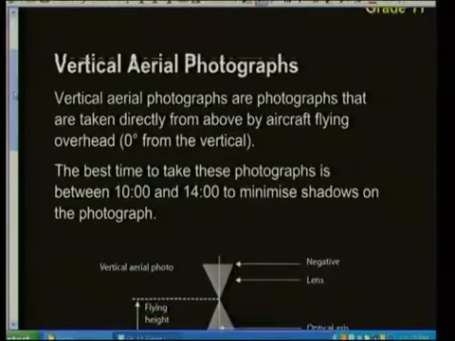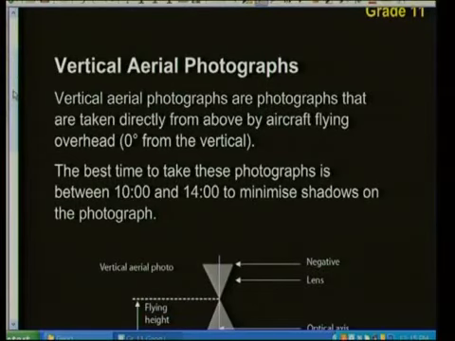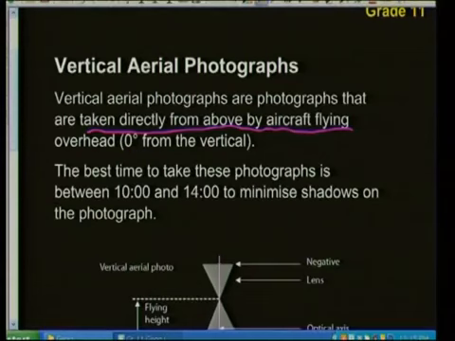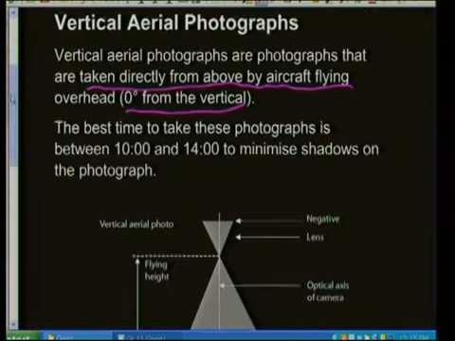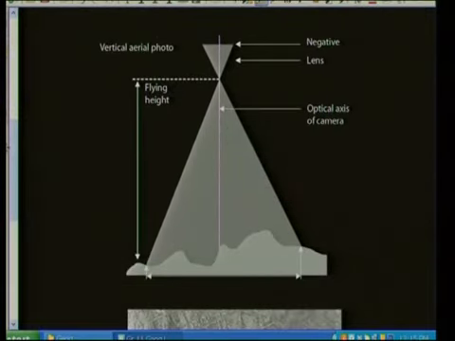Let's look first at our vertical aerial photographs. Vertical aerial photographs, as indicated here, are taken directly from above, the old way, aircraft flying. Now it also can be taken by satellite. So it's 0 degrees to the vertical. What do I mean by 0 degrees to the vertical? If I look at this diagram, you can see it. There's the vertical, and it's taken here. 0 degrees to the vertical, straight from above. Just clicked. All right?